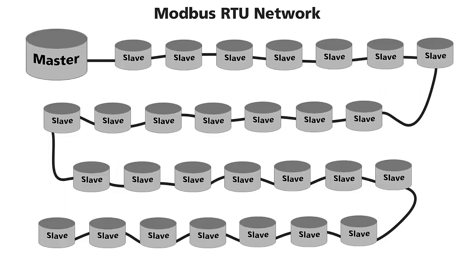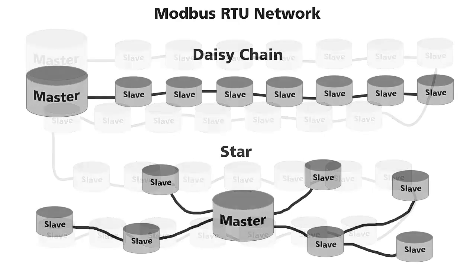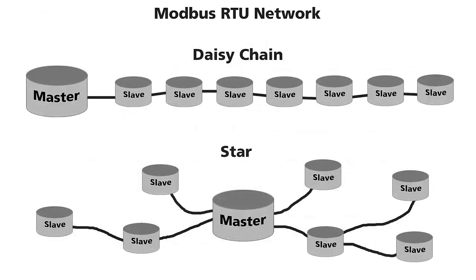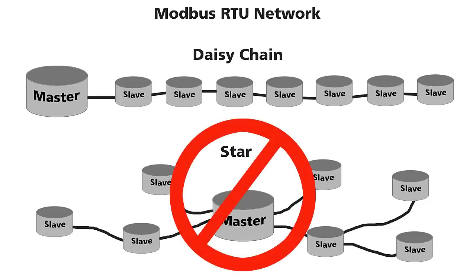Here is a diagram of a serial network where the master is connected to a slave, which is then daisy-chained along to all the other slaves on the line. The devices must be connected in a daisy-chain manner. They cannot be connected in a star topology.